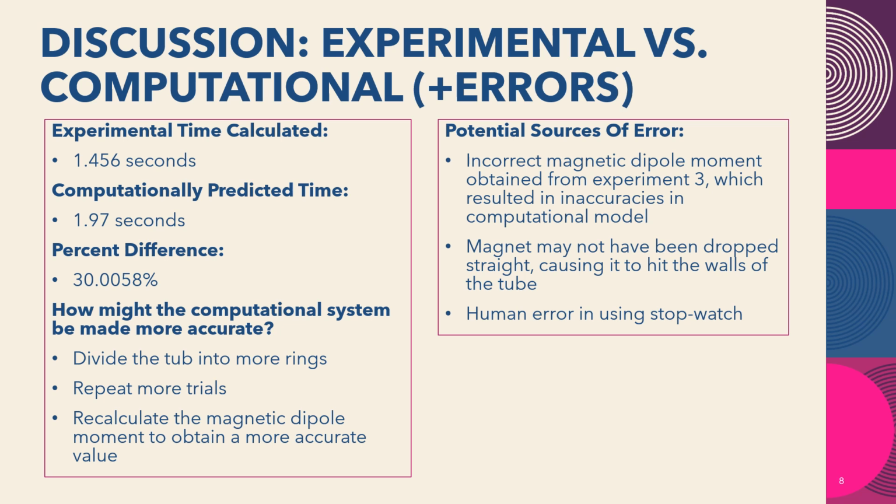To make the computational model more accurate, the tube could be divided up into more rings. We could also repeat more trials and try to recalculate the magnetic dipole moment to obtain a more accurate value. As for sources of error, the biggest source of error is most likely attributed to an incorrect dipole moment obtained from experiment 3, which resulted in inaccuracies in the computational model. As for other possible errors, the magnet may not have been dropped straight, causing it to hit the walls of the tube, and there also could have been human timing errors.